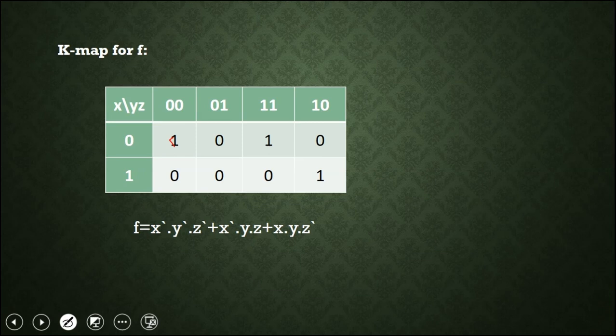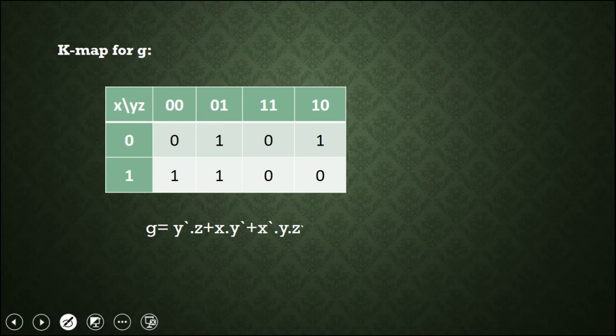For this K map, we cannot make any group, so we simply use the logic of each term: X complement Y complement Z complement for this one, X complement Y Z for this one, and for this one X Y and Z complement.